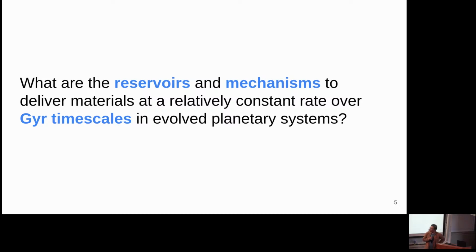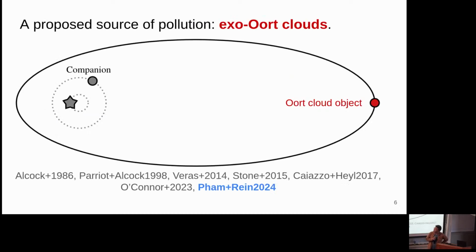But the problem is we don't actually know what the potential reservoirs are and how to deliver materials at a pretty constant rate to white dwarfs over 1 billion years. One proposed solution, and it's actually a pretty old solution, first proposed by Charles Alcock in 1986 and all the way up to now, is Oort clouds. So the setup here is basically you have a star, the white dwarf, which potentially has a companion, probably has a companion, and an Oort cloud object very far away.